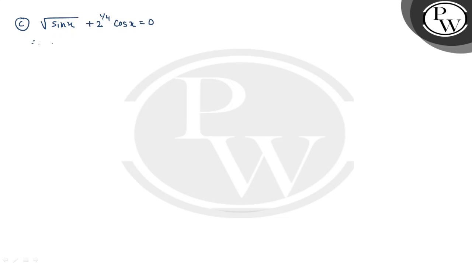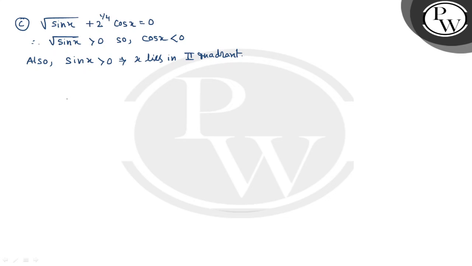So you can write down that root of sin x is greater than 0, so cos x is less than 0. Also, you write down everything so that you can understand very easily, that is sin x greater than 0. So greater than 0 means x lies in which quadrant? x lies in the second quadrant. So this is equation 1.